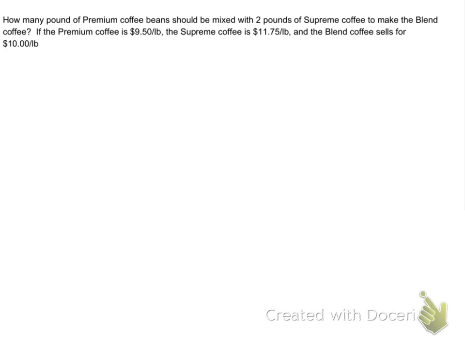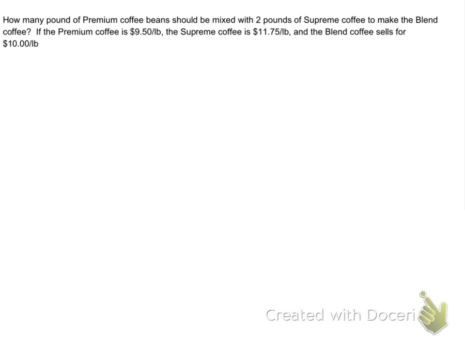How many pounds of premium coffee beans should be mixed with 2 pounds of supreme coffee to make a blended coffee? If the premium coffee is $9.50 a pound, the supreme coffee is $11.75 a pound, and the blended coffee sells for $10 a pound.